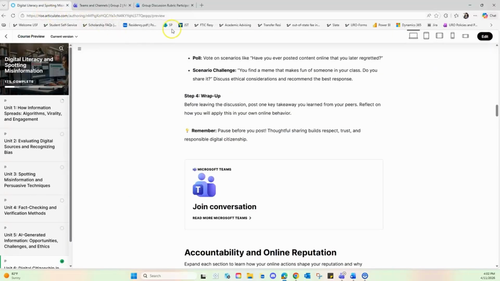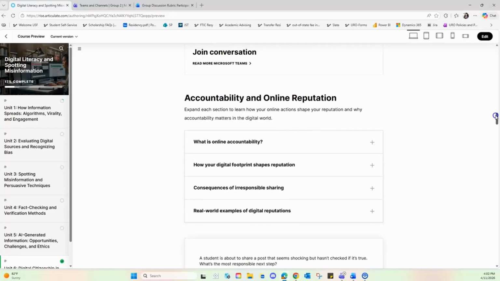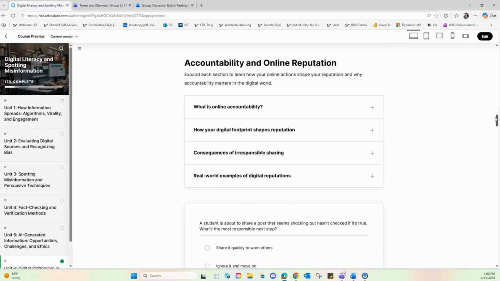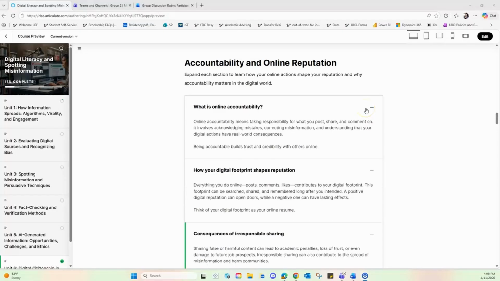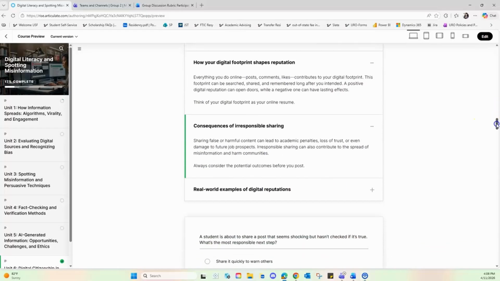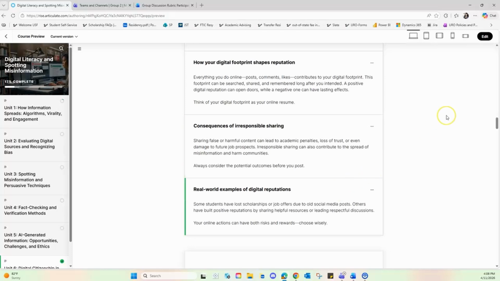Next, let's move back into our unit and continue our learning journey by focusing on accountability and online reputation. We will start by looking at what a digital footprint is and how it shapes someone's online reputation over time. We also talk about how even small online actions can have a lasting impact in real life, whether that's in personal, academic, or professional settings.